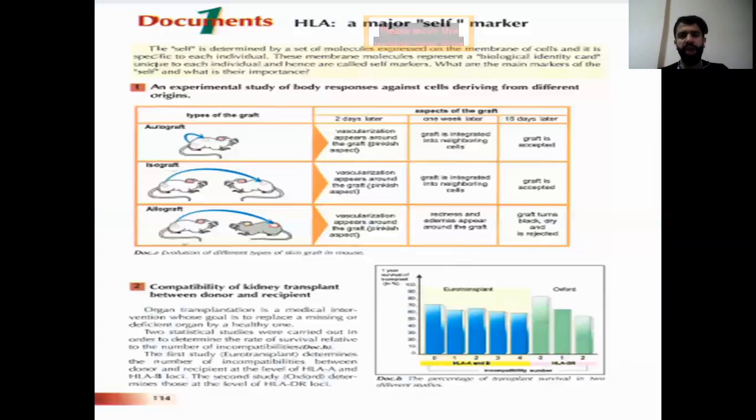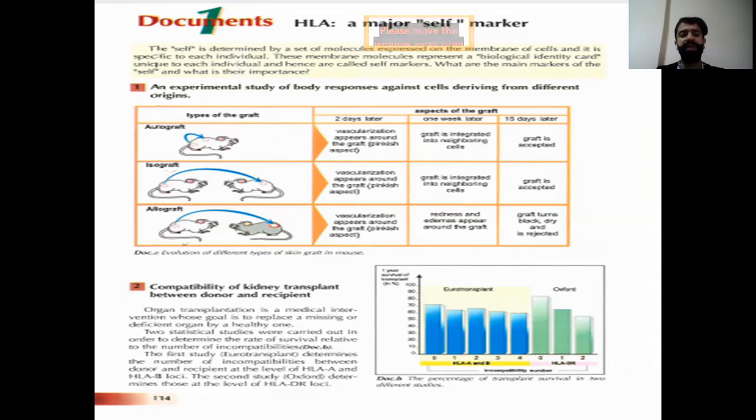So now let's move to document 1, HLA, a major self marker, on page 114 in your book. So HLA is a major self marker. A self is determined by a set of molecules expressed on the membrane of the cells, and every one of these is specific for each individual. These represent the biological identity marker, which is unique for each individual, and they are called self markers.